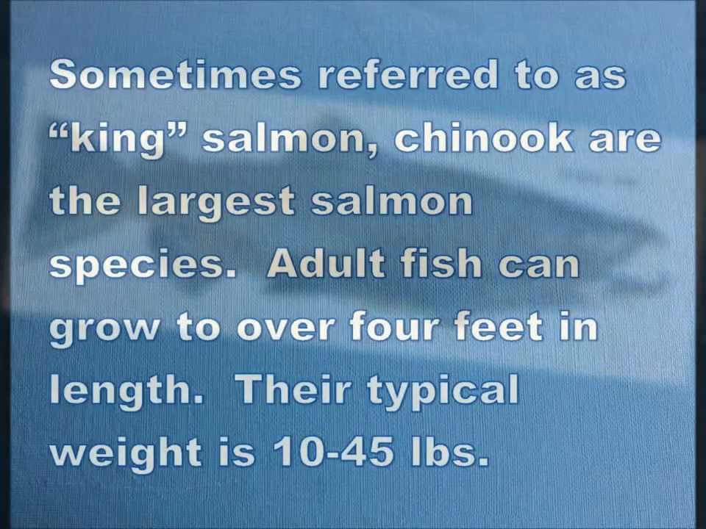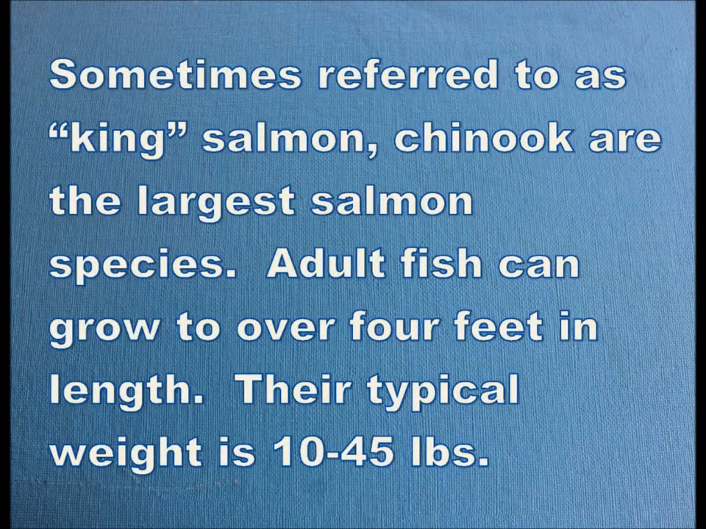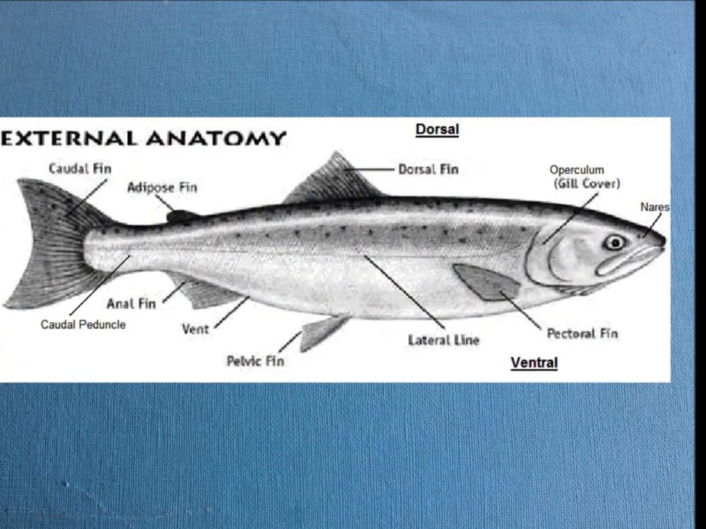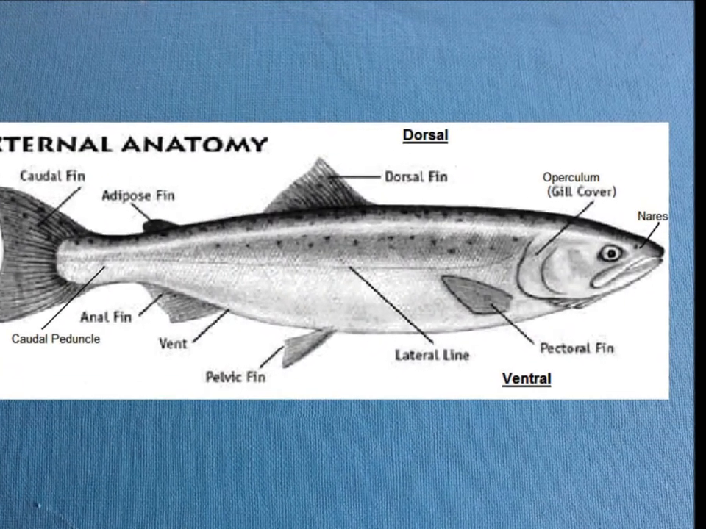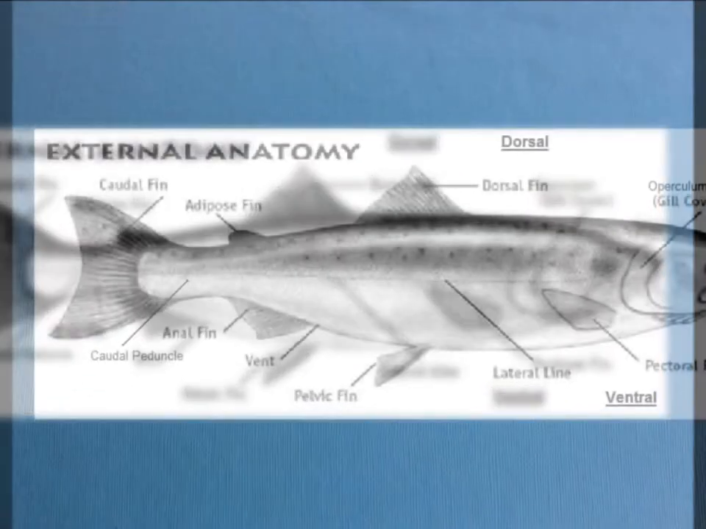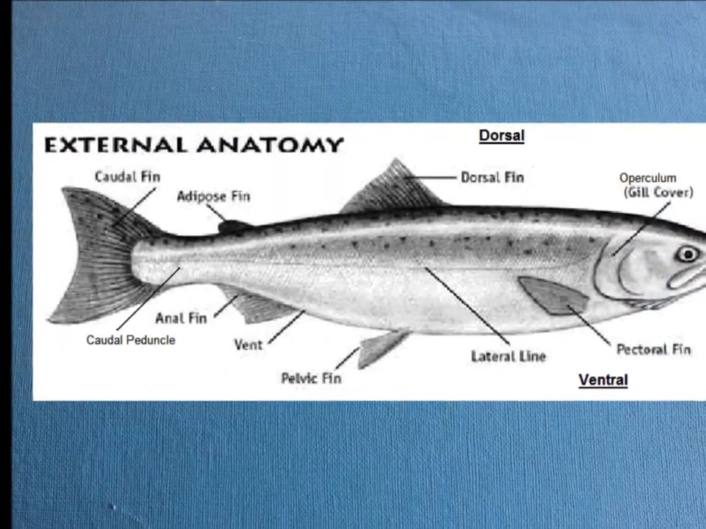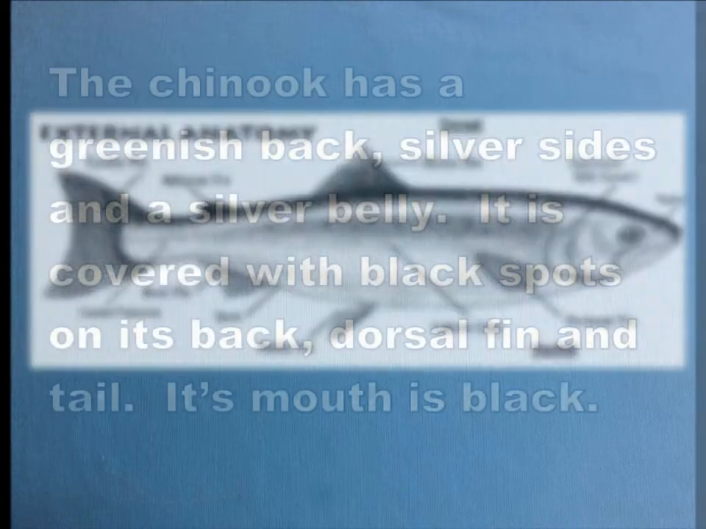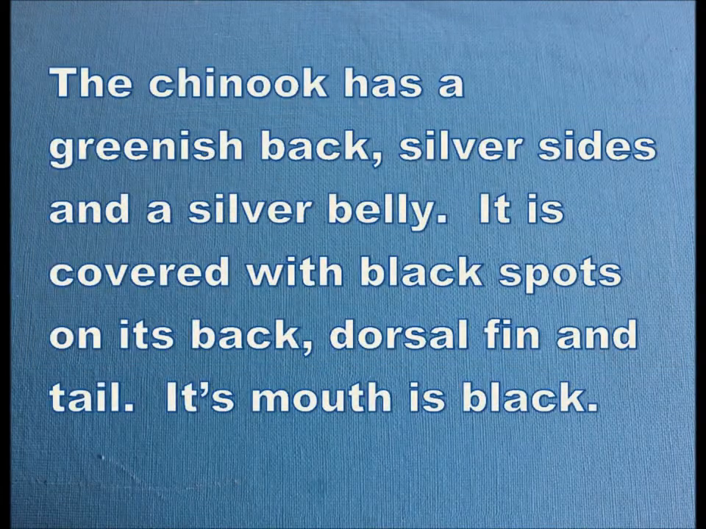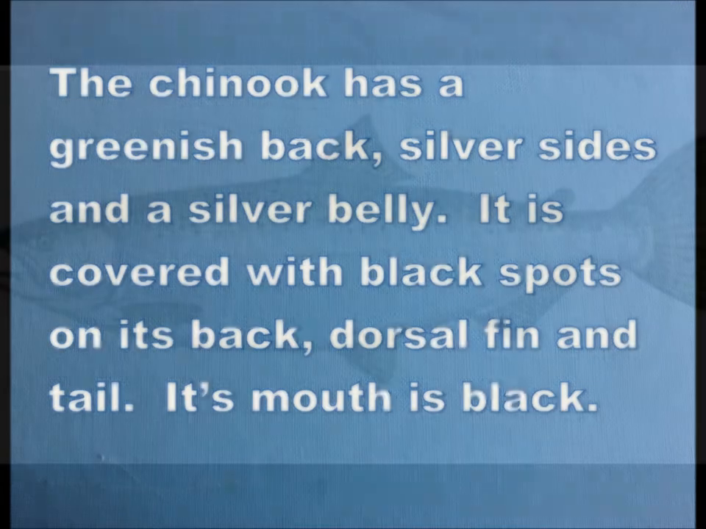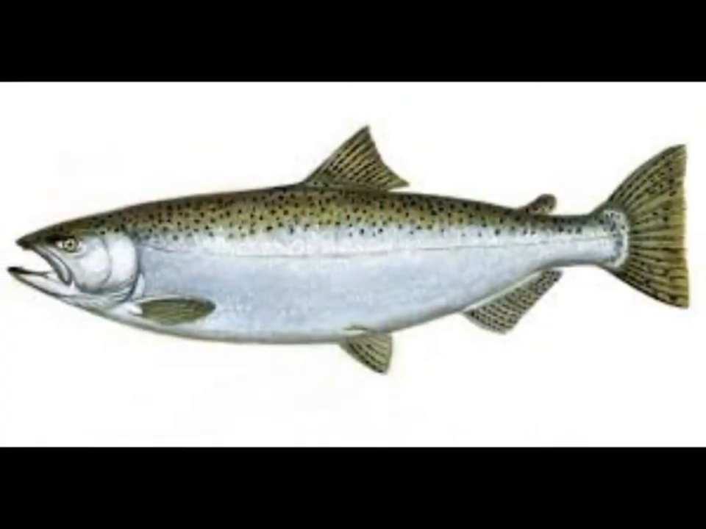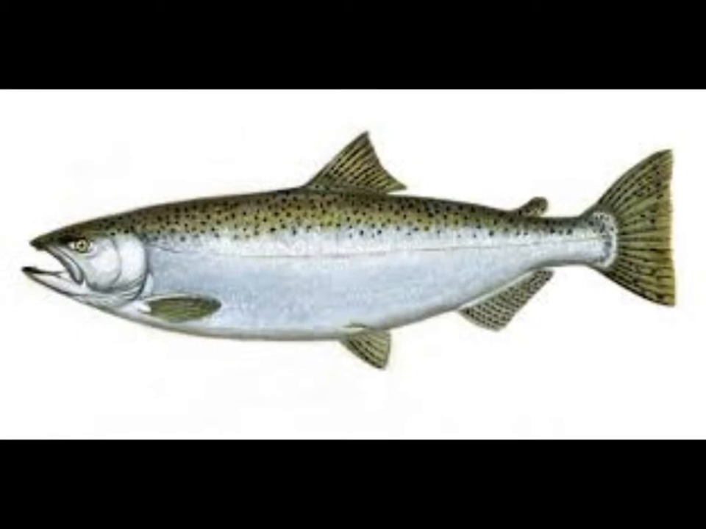Sometimes referred to as king salmon, Chinook are the largest salmon species. Adult fish can grow over 4 feet in length. Their typical weight is 10 to 45 pounds. The Chinook has a greenish back, silver sides, and silver belly. It is covered with black spots on its back, dorsal fin, and tail. Its mouth is black.